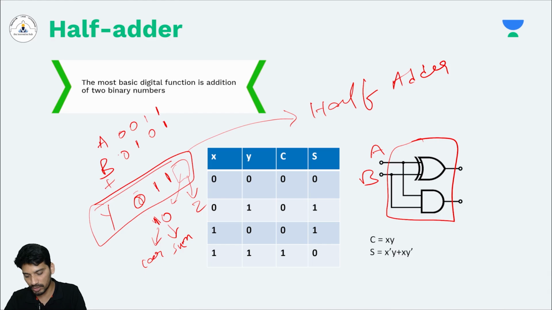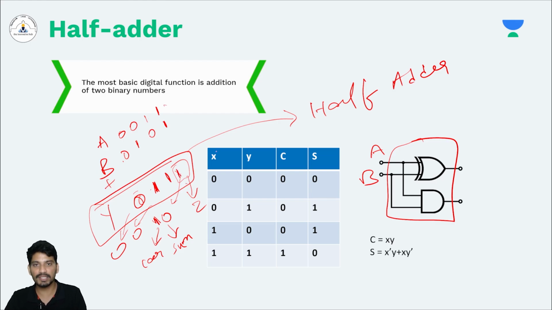In case of 0 and 0, there is no carry, so carry should be 0. In case of 0 and 1 also, there is no carry, because the output is already represented by the 1 which we want. In case of 1, 0, there is no carry, and only in the case of 1 and 1, there will be a carry.